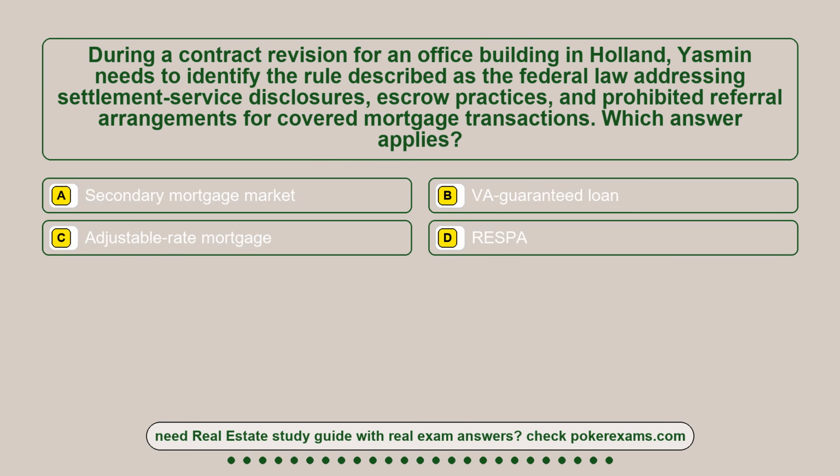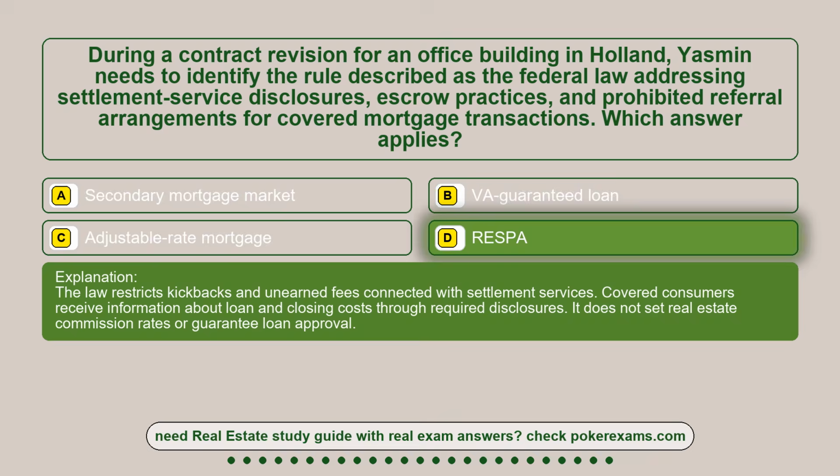Question 7. During a contract revision for an office building in Holland, Yasmin needs to identify the rule described as the federal law addressing settlement-service disclosures, escrow practices, and prohibited referral arrangements for covered mortgage transactions. Which answer applies? Option A, secondary mortgage market. Option B, a VA-guaranteed loan. Option C, adjustable rate mortgage. Option D, RESPA. The correct answer is option D, RESPA.